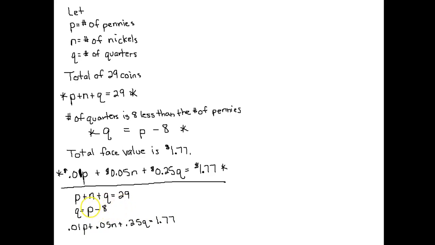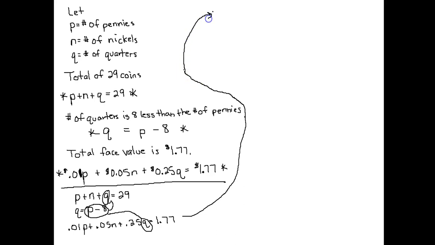All right, let's use a little substitution. Let's take this Q equals P minus 8, and let's plug in for Q here, and let's also plug in for Q here. And that'll give us 2 equations, 2 variables. And then we can solve those however we want. If you're allowed your calculator, you can always use graphing. If you're doing it analytically, you can use substitution or elimination.